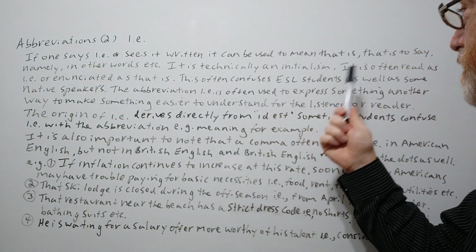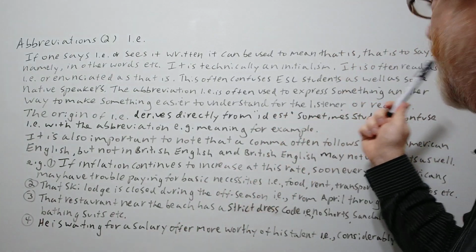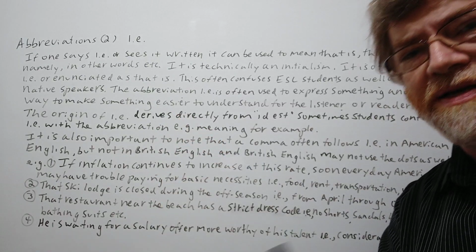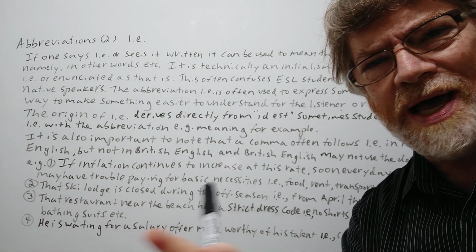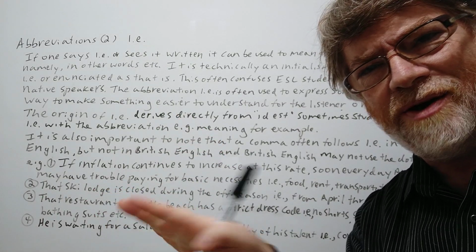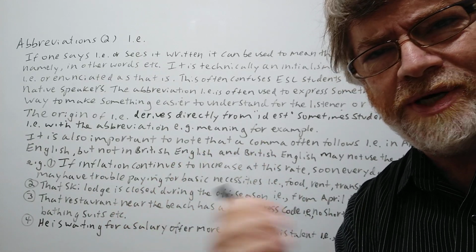This often confuses ESL students as well as some native speakers because they're like, what's the connection? Why IE, that is? They don't look like they go together. Where does this come from?